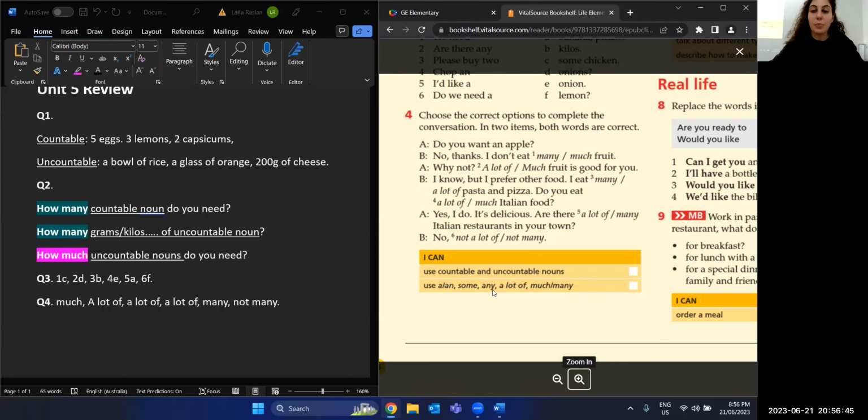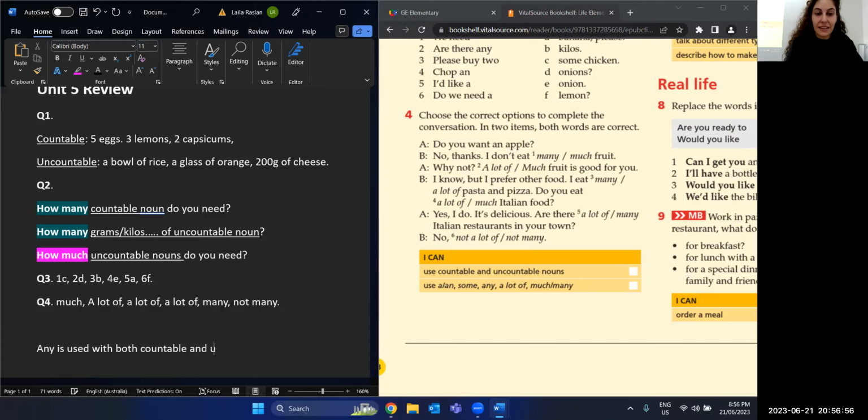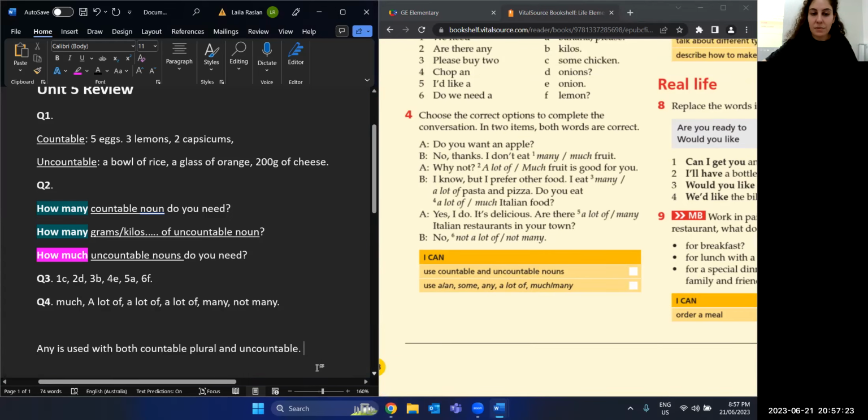Because it's used with both. Sorry, so any is used with both countable plurals and uncountable. Because we can't just say, do you have any apple? No, do you have any apples? So it's used with both countable plurals and uncountable. Do you have any bread? Do you have any cheese at home? A lot of just means many. I have a lot of apples.